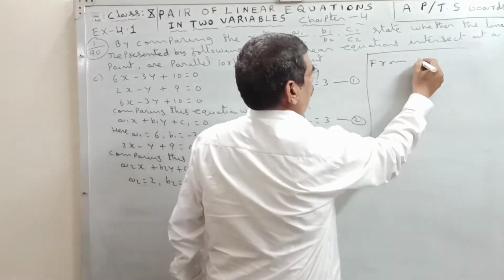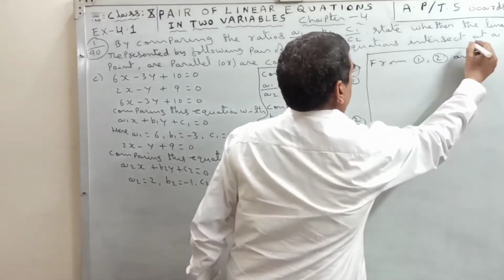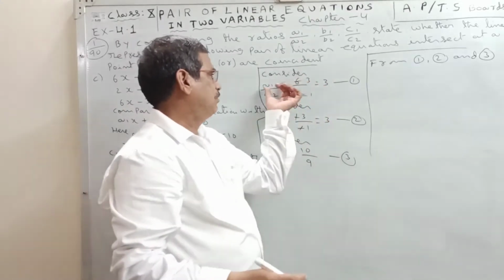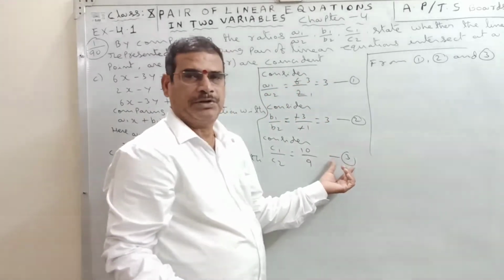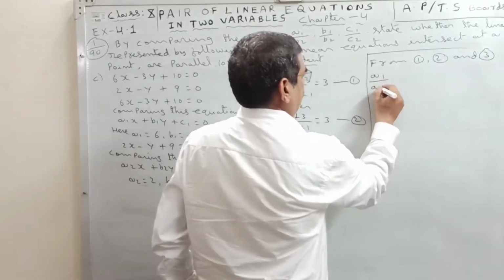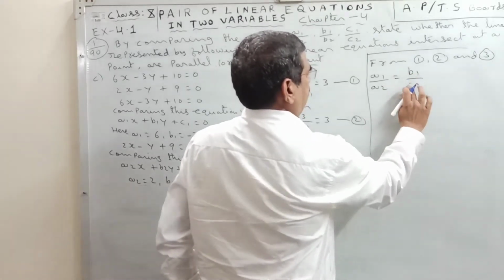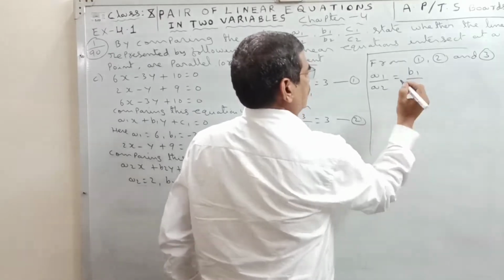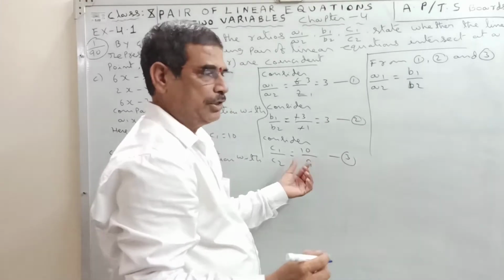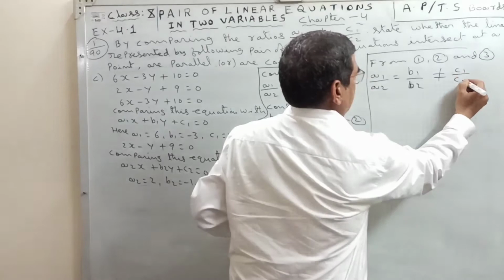From 1, 2 and 3, which values are equal? These two values are equal, and this is different. So I will write like this: a1 by a2 is equal to b1 by b2, sorry, b1 by b2. These two values are equal, but this one is different, not equal to c1 by c2.